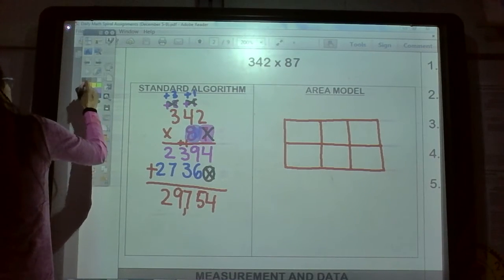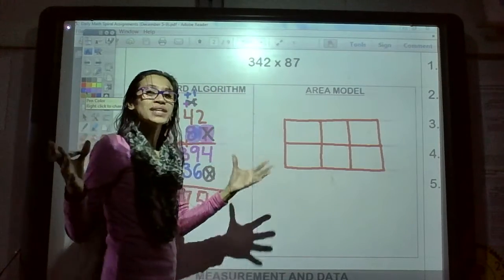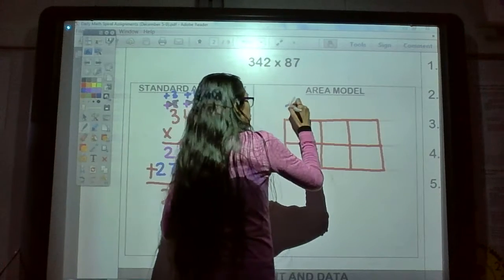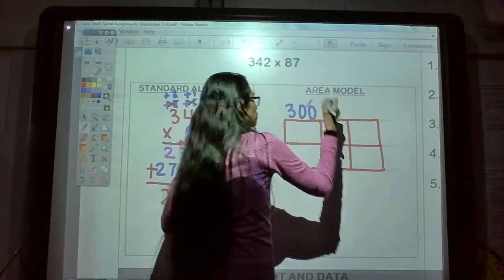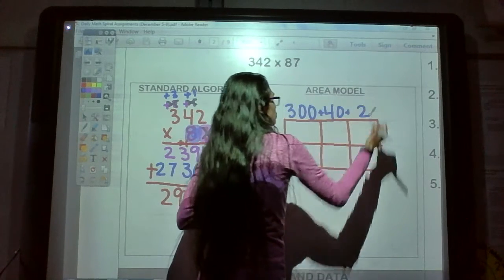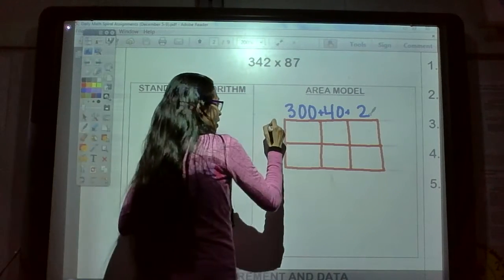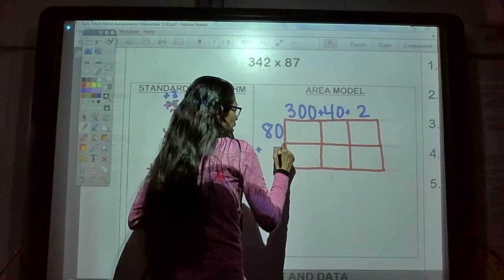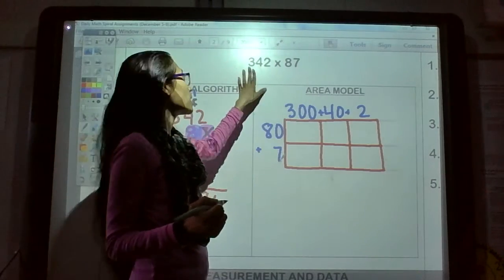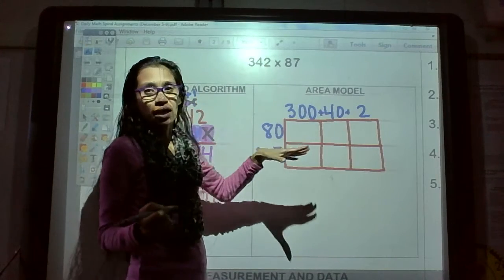That 342, we need to write this in expanded form. So 342, if we break that down, split it up into expanded form, expand that number, we have 300 plus 40 plus 2. Okay? Do you see that? And for 87, we have 80 plus 7. All right, do you have that so far? So remember, make that expanded form. 300 plus 40 plus 2. And then we have 80 plus 7 on this side.